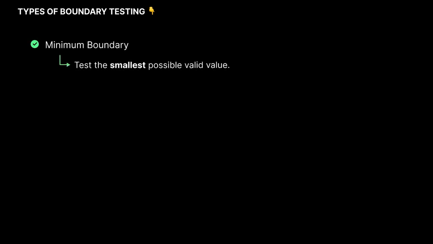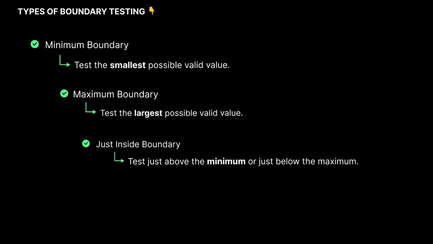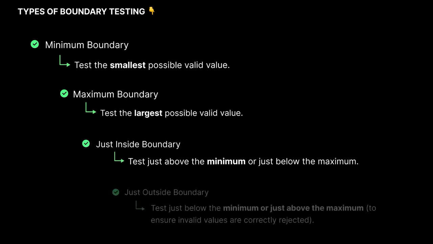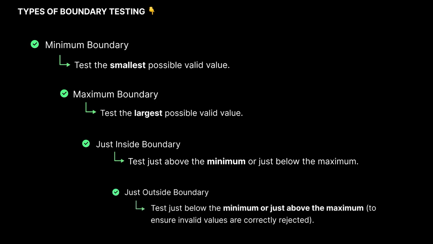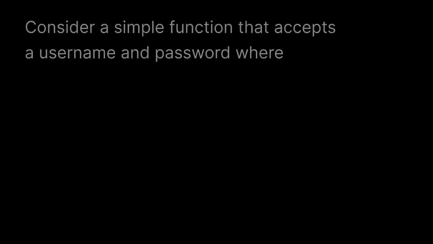So now let's talk about the types of boundary testing. So the first type we have is a minimum boundary, which will test the smallest possible valid value. Then we have a maximum boundary, which will test the largest possible valid value. Then we have a just inside the boundary, and it will test above the minimum or just below the maximum. Then we have a just outside the boundary, so it will test just below the minimum or just above the maximum to ensure the invalid values are correctly rejected. So that was just the types of boundary testing, but now let me just give you an example of that.